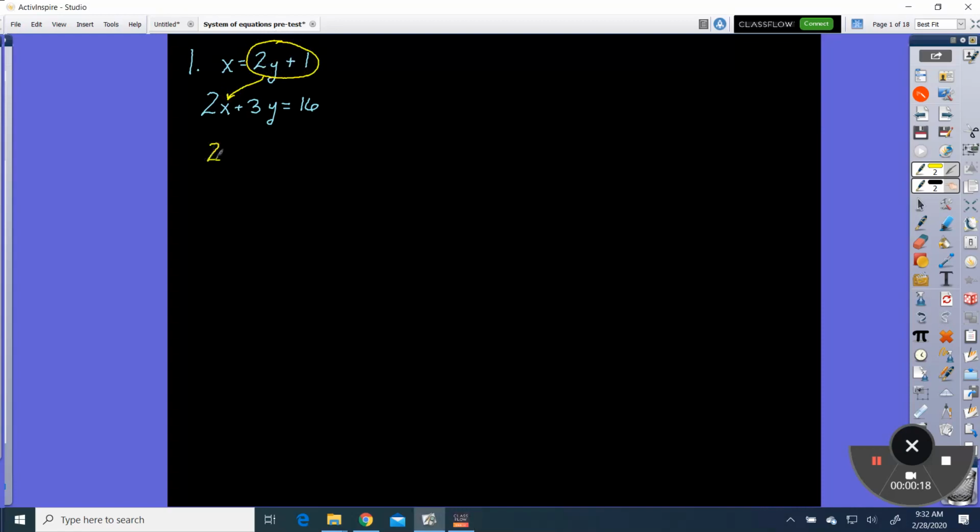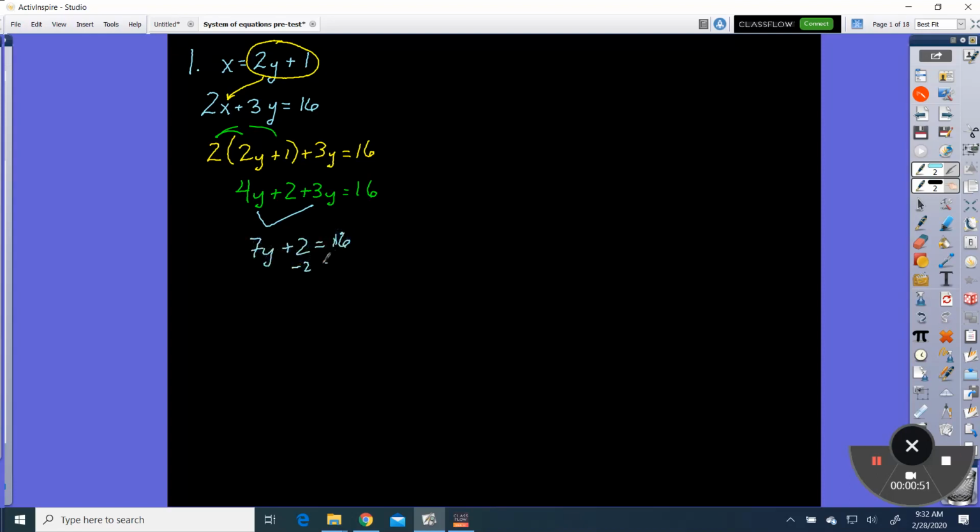So you now have 2 parentheses, 2y plus 1 plus 3y equals 16. So you've replaced that x with the 2y plus 1. So now that there's a 2 on the outside of the parentheses, you have to distribute. So you have 4y plus 2 plus 3y equals 16. So now you can combine like terms. So there's a 4y and a 3y. You combine like terms. 4y plus 3y makes 7y plus 2 equals 16.